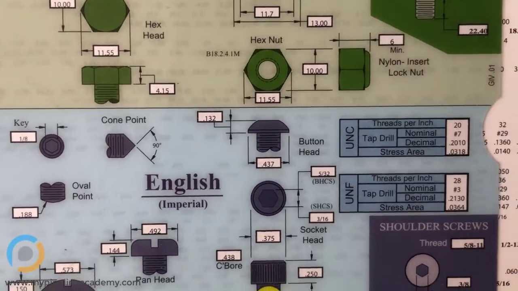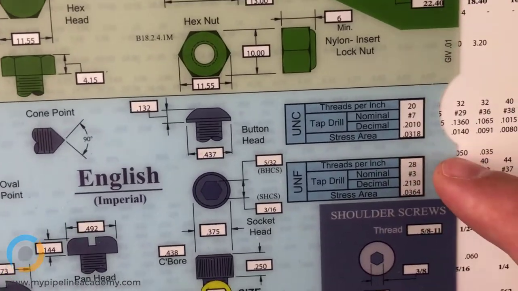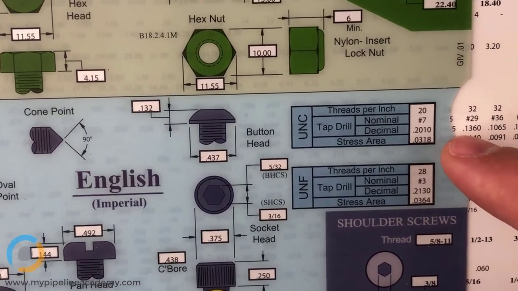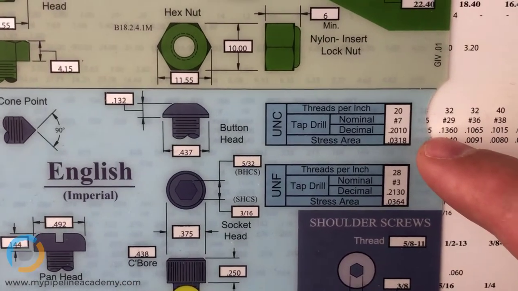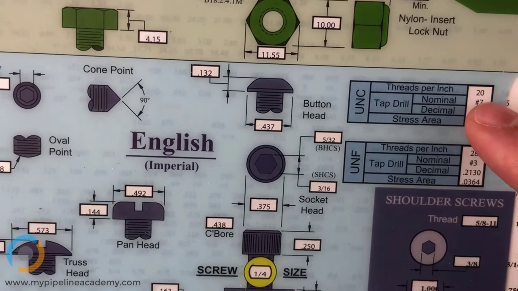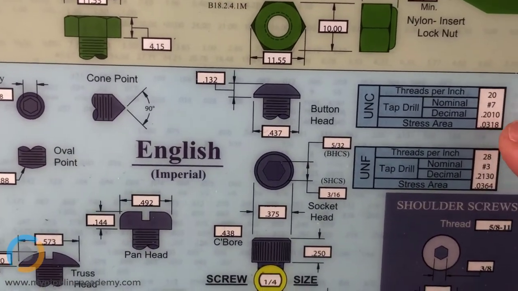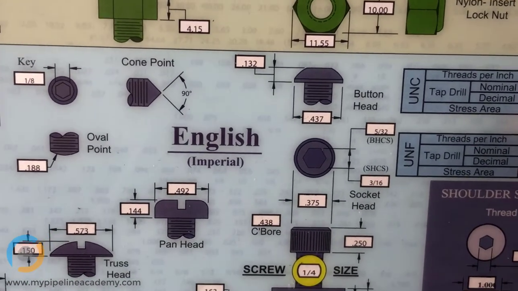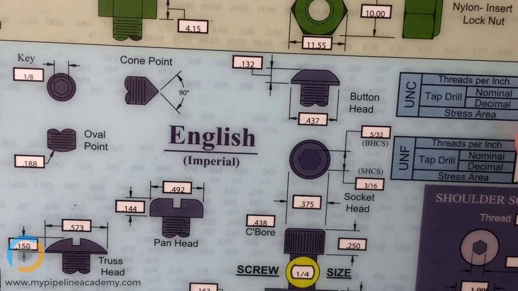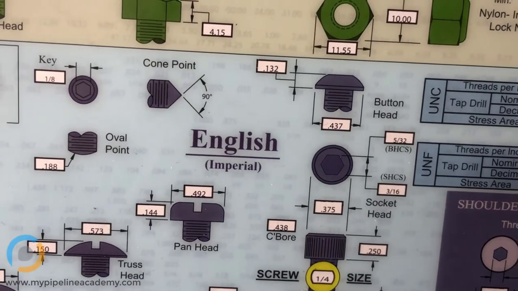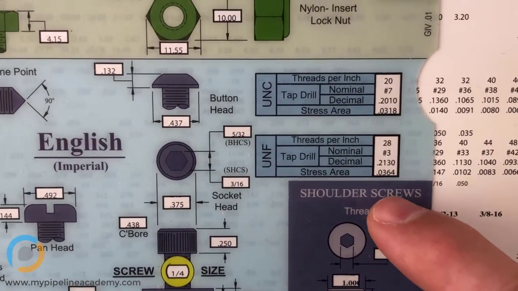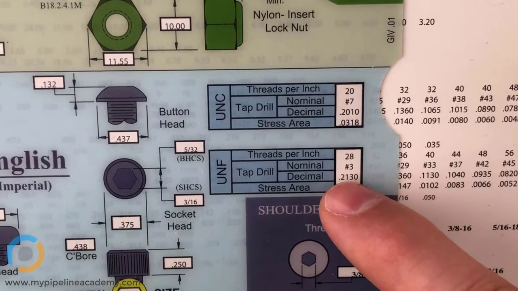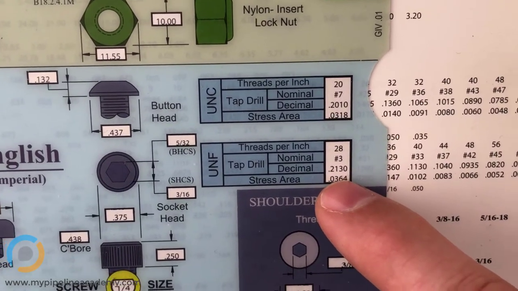SolidWorks does a lot of this for you, but if you weren't using SolidWorks, then this area over here tells you what size to drill your hole out so that you can use the appropriate tap size to actually create those threads. So this is 20 threads per inch. For the fine thread, you'd use a number 7 drill bit, and that number 7 drill bit is defined as a 0.201 inch diameter. So it's going to create a hole that's 0.201 inches. The stress area is not really that important. And then if you wanted to do a fine pitch, a 1/4-28, then you would use a number 3 drill bit, and that would produce a hole that's 0.213 inches in diameter.